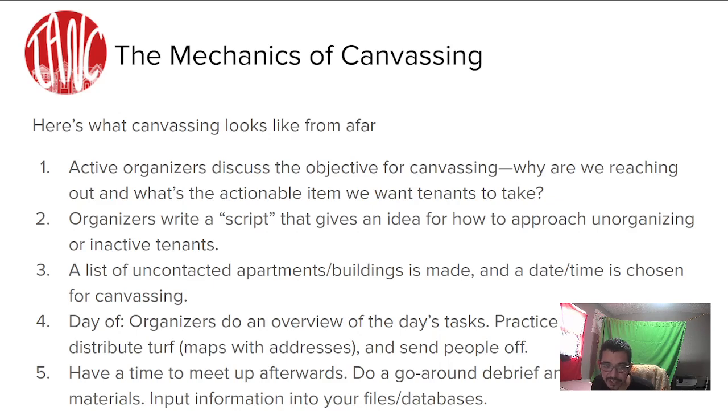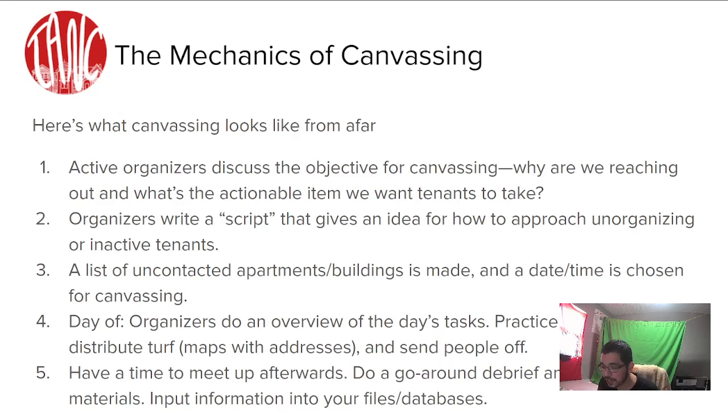3. A list of uncontacted apartments or buildings is made, and a date and time is chosen for canvassing. So these are your big 3s in organizing an event: time, date, location. Those take a big priority when organizing an event. Perhaps your first priority. 4. Day of. Organizers do an overview of the day's task. Practice once or twice. Distribute turf, maps with addresses, and send people off.